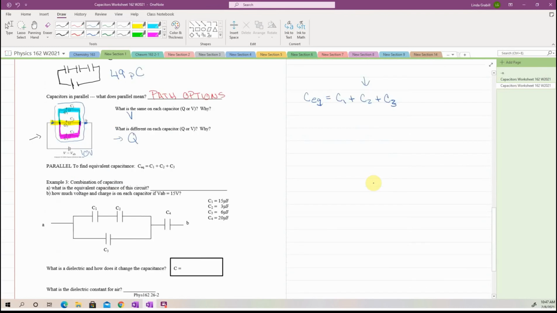So let's take a look at this. I have current coming in, or charge coming in, and it can go this way or it can go this way. So this section here is in parallel. These two, C1 and C2, that's a straight line. So my Q is going to go through there. So this is in series. And then this whole thing here is in series with this fourth capacitor.